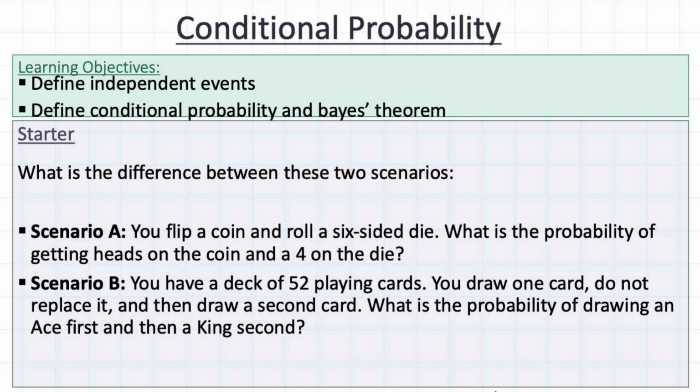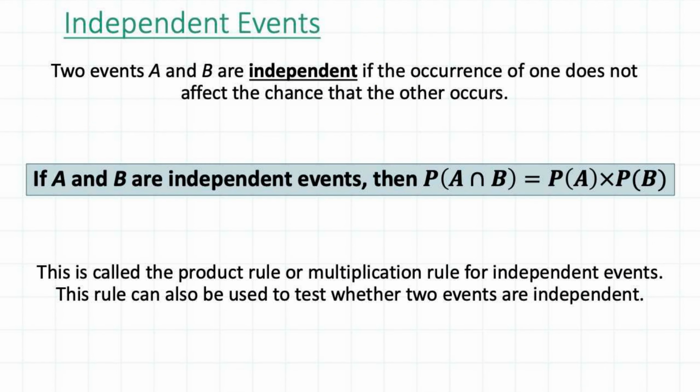So independent events, we can talk about them in a worded discussion sense, but also mathematically, there is a significance to them. We say the two events are independent if the occurrence of one does not affect the chance of the other occurring. So the probabilities are not impacted by each other. And mathematically, it means that if I take the intersection of A and B, it is simply the probability of A times the probability of B.